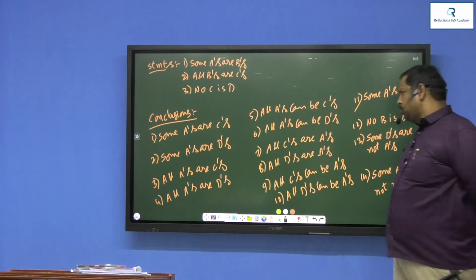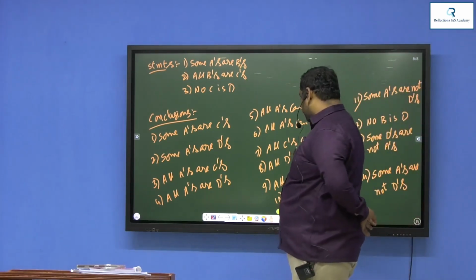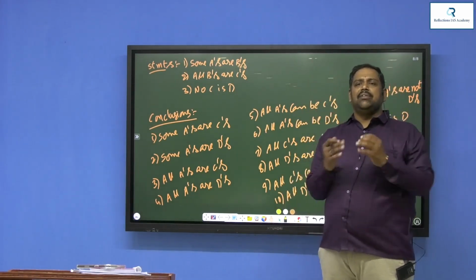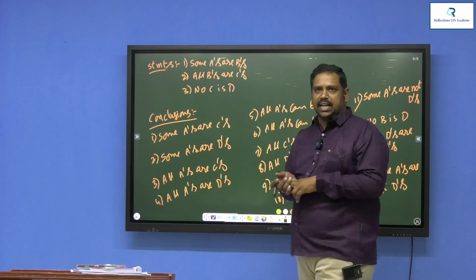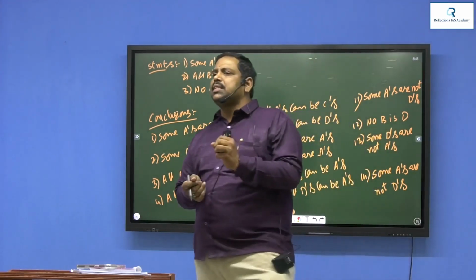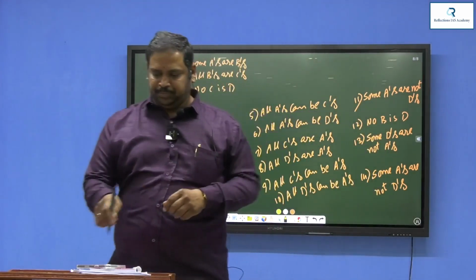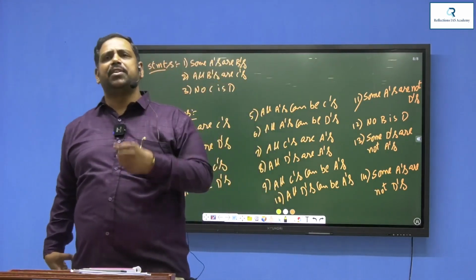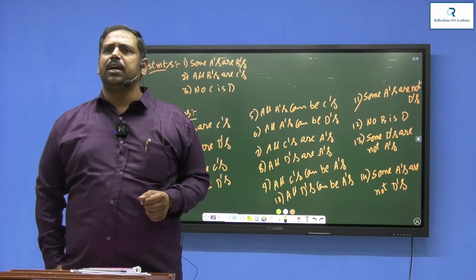Okay. So, if I want to solve it, the first point you should notice is that we should identify the conclusions in two ways actually. Definite conclusions and possible conclusions. What's the difference between these two?